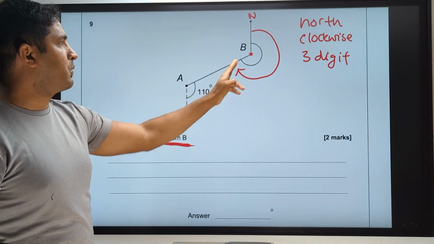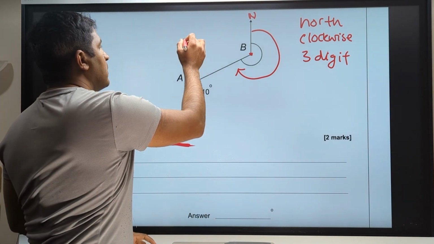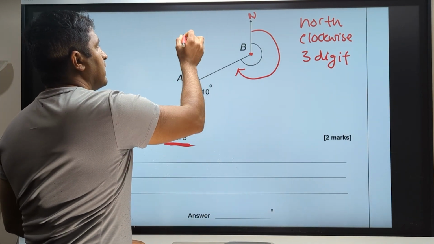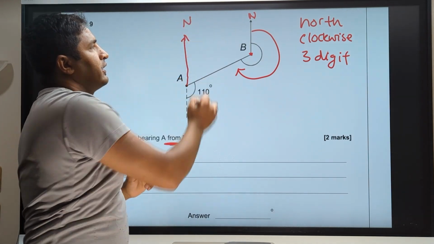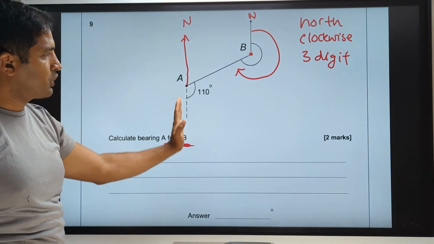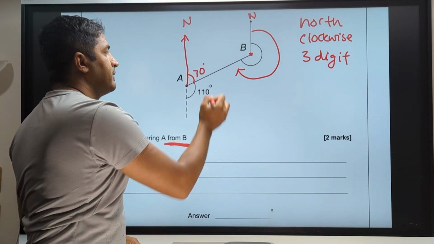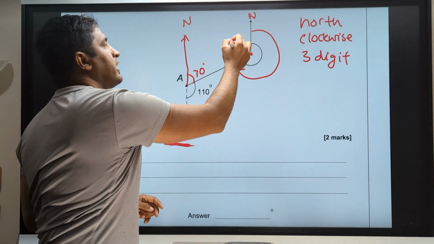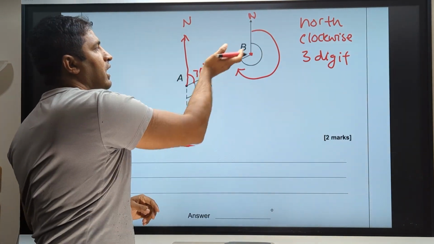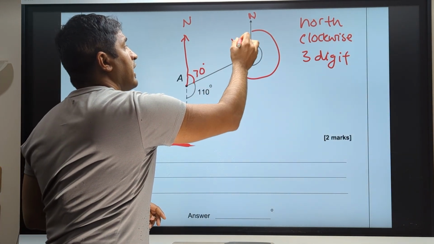Okay, so how am I going to work out this angle from this 110? We use this north line again. From A and B, these north lines are parallel. And if I know this is a straight line down here, then that angle would be 70 degrees. And if that's 70 degrees, this one would be 110, or you can look at this one as an alternate angle. So this angle here is 110.